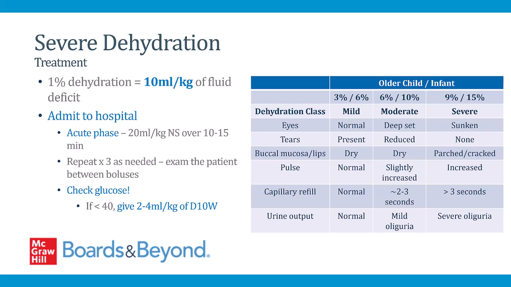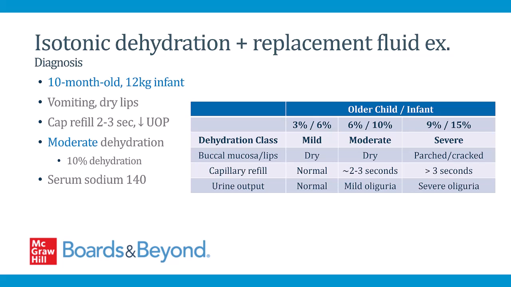Also be sure to check a glucose if dehydrated. If the glucose is less than 40, give 2 to 4 ml per kilo of D10W IV glucose over 15 minutes. After estimating the percentage of dehydration, determine if the dehydration is isotonic, hypotonic, or hypertonic based on the sodium levels previously described. So let's work through an example.